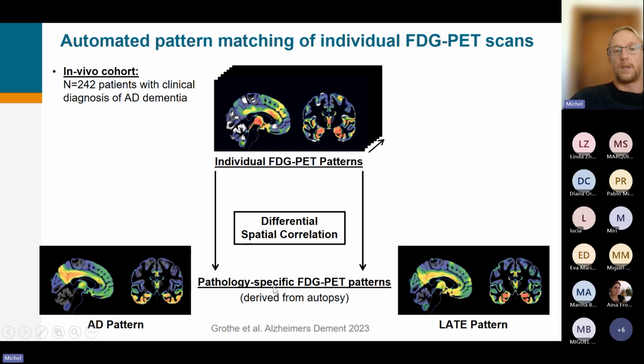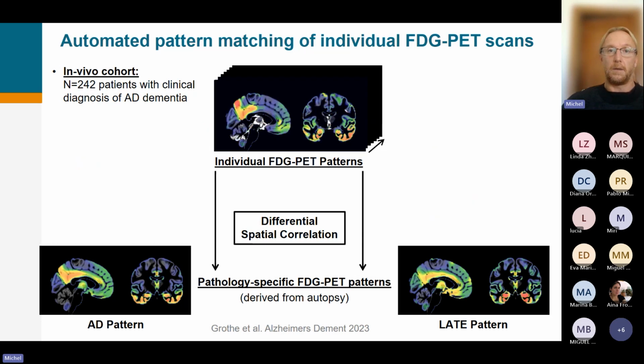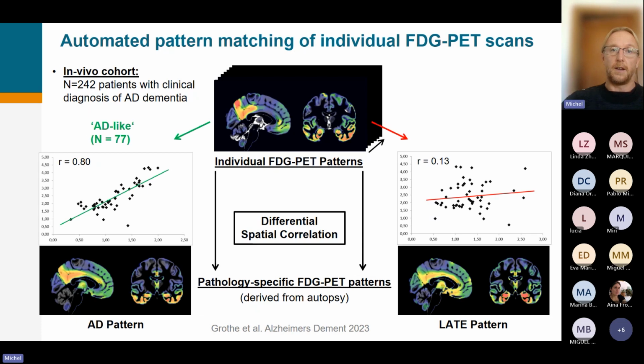Using these autopsy or pathology defined signatures, we developed an automated pattern matching approach, which is based on spatial correlation. Using this approach, we indeed found a subset of about 10% of these patients who had an individual hypometabolic pattern much more similar to this LATE pattern than to the AD pattern. And not surprisingly, a much larger portion of these patients showed the classical AD-like temporoparietal pattern of hypometabolism.